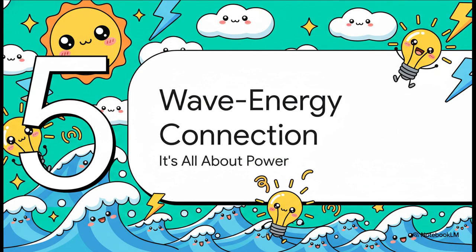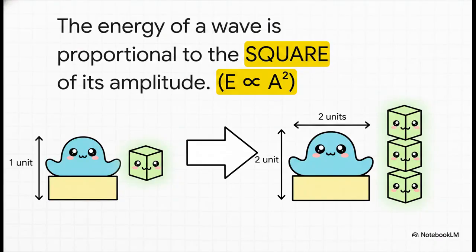Okay, for our last big idea, let's circle all the way back to the most important concept of all: energy. We already know that a higher amplitude means more energy, but what's crucial to understand is that the relationship isn't one-to-one. It's not linear, it's exponential, and that changes everything. Here's the rule. The energy a wave carries is proportional to the square of its amplitude. Now, what does that mean?